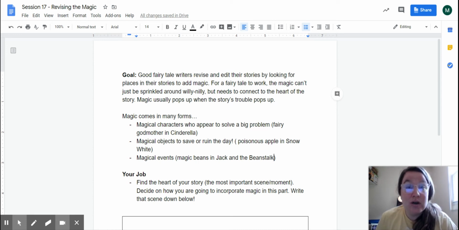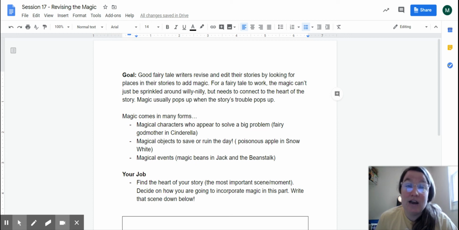Now, you could have magic right before the heart of your story. You could have a magical object appear that helps the character solve the problem during the heart of the story. There are a lot of different ways that you can accomplish this. Don't put magic at the beginning and then at the end just to say that you have magic in your story, because that doesn't make much sense. You really need to think about how magic would best fit with the heart of your story.